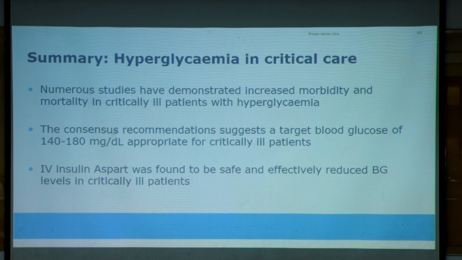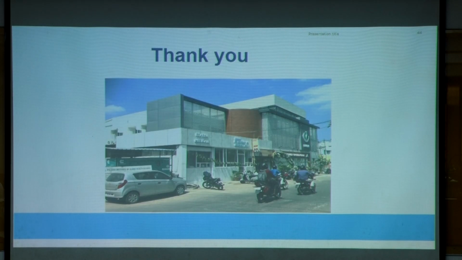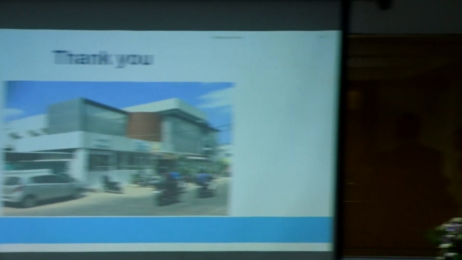So, the final summary, hyperglycemia in critical care. Numerous studies have demonstrated increased morbidity and mortality in critically ill patients with hyperglycemia. And the consensus recommendations suggest a target blood glucose of 140 to 180 mg per deciliter as appropriate for critically ill patients. And IV insulin aspart was found to be safe and effective in reducing the blood glucose level in critically ill patients.